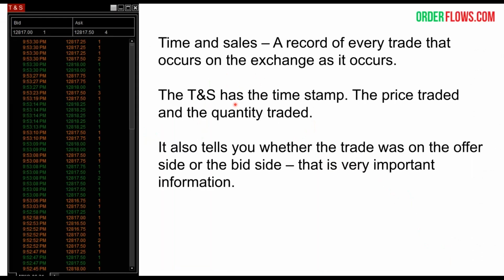Well, it comes from the time and sales, right? It's a record of every trade that occurs on the exchange as it occurs. Now, time and sales has a timestamp, okay? And it also tells you the price traded and the quantity traded at that particular time. But it also tells you, what people don't realize, is whether the trade was on the offer side or the bid side. And that's very important information, right?